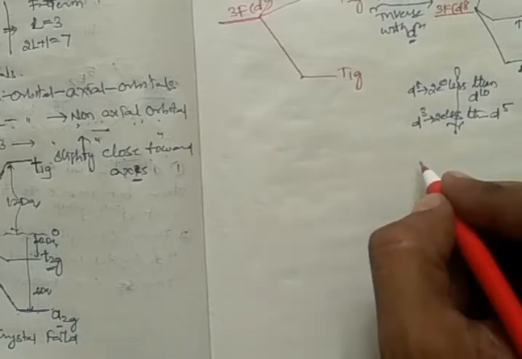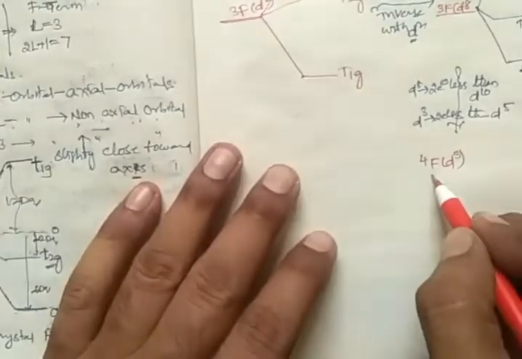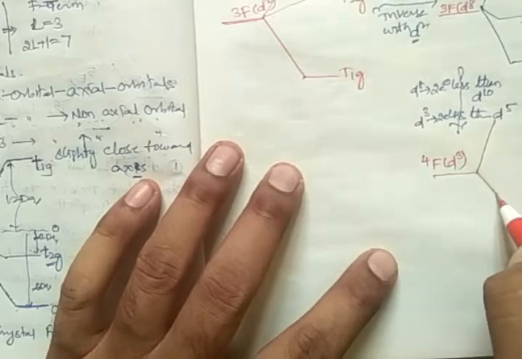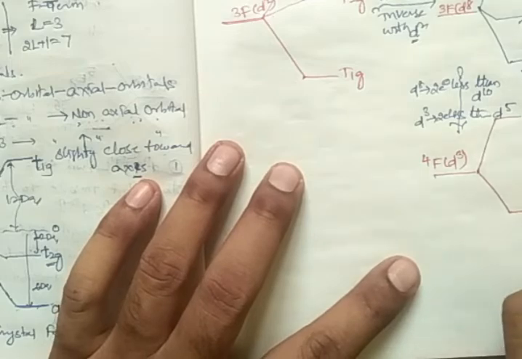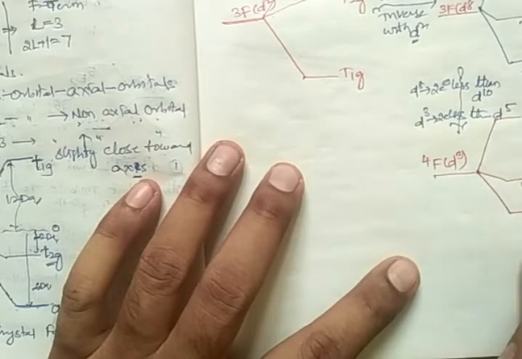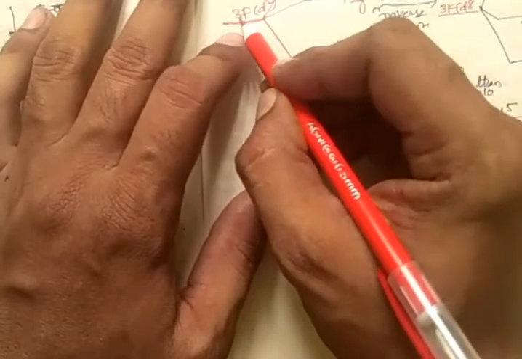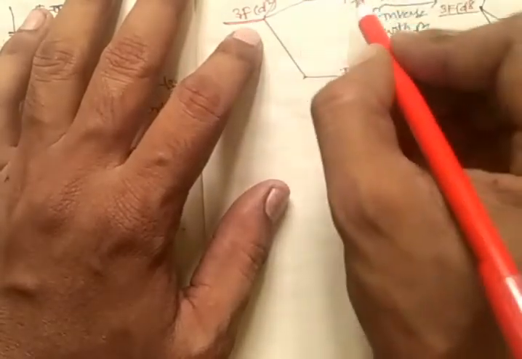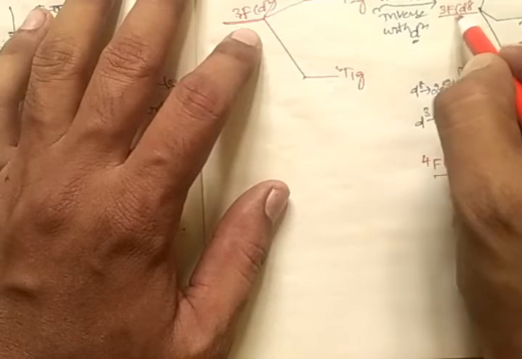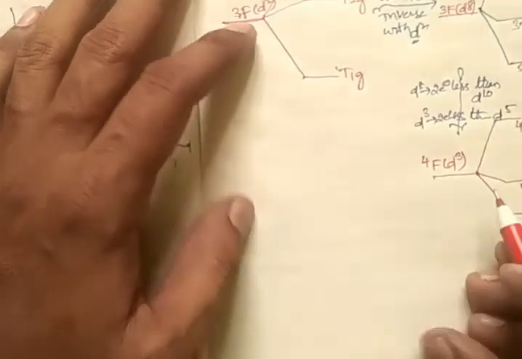So the 4F term of d3 configuration will have a similar splitting pattern to the 3F term of the d8 electronic configuration, where the lowest energy state will be 4A2g, next 4T2g, and the highest energy will be 4T1g. And writing the similar spin multiplicity from the parent to produce the new energy states, the 3F of d2 will have 3A2g, 3T2g, 3T1g, and the 3F of d8 will have 3T1g, 3T2g, 3A2g.